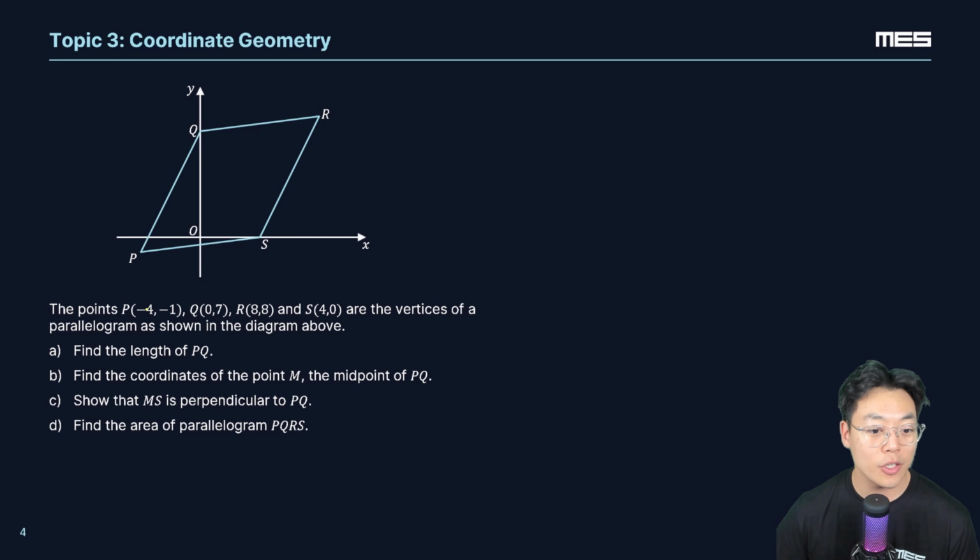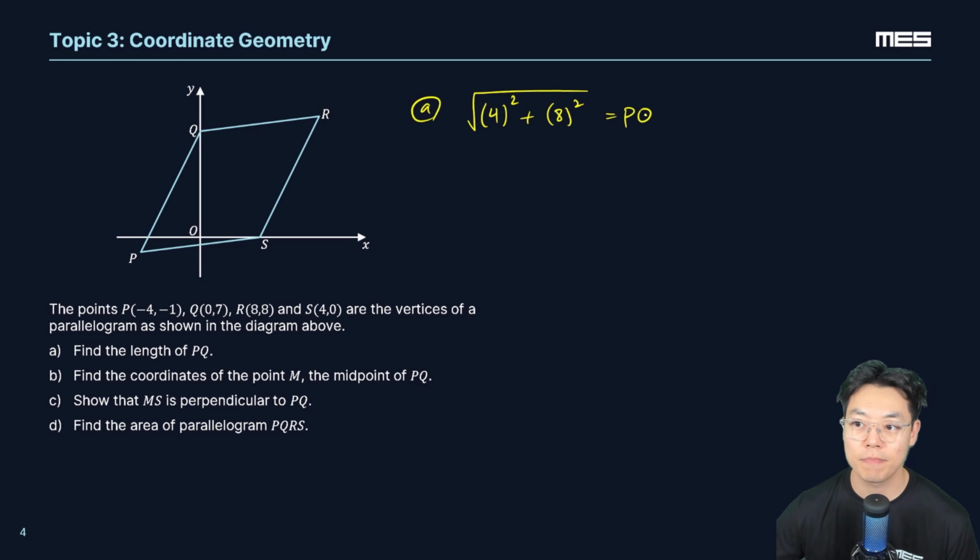So between P and Q, -4 to 0, they have a difference of 4. Plus, between -1 and 7, they have a difference of 8 squared. And this will be the length of PQ. So 4 squared is 16, 8 squared is 64. So that will give us the square root of 80 is PQ. We know that 80 is 16 times 5, so 4 radical 5 is equal to PQ.